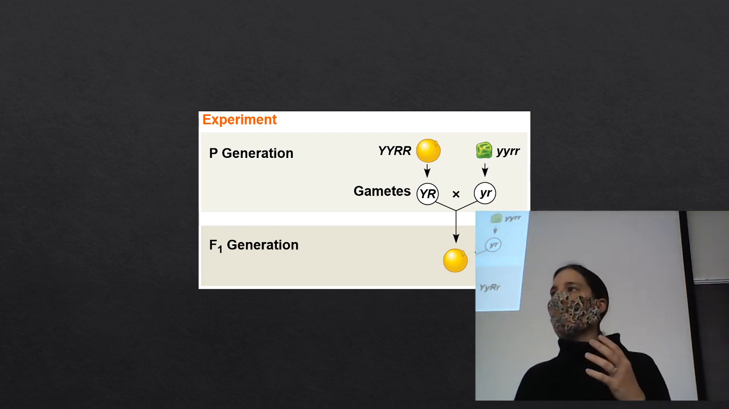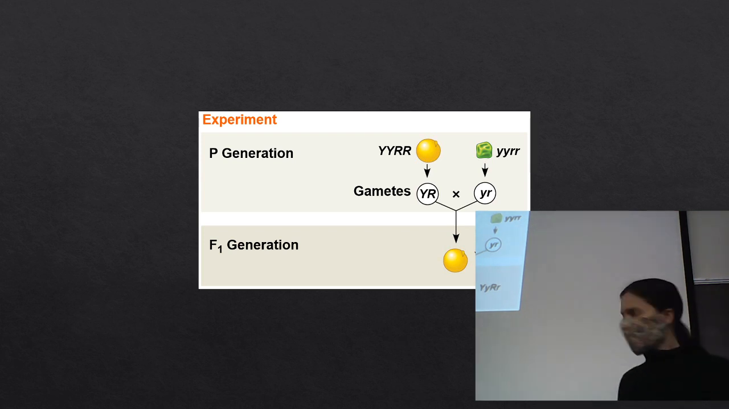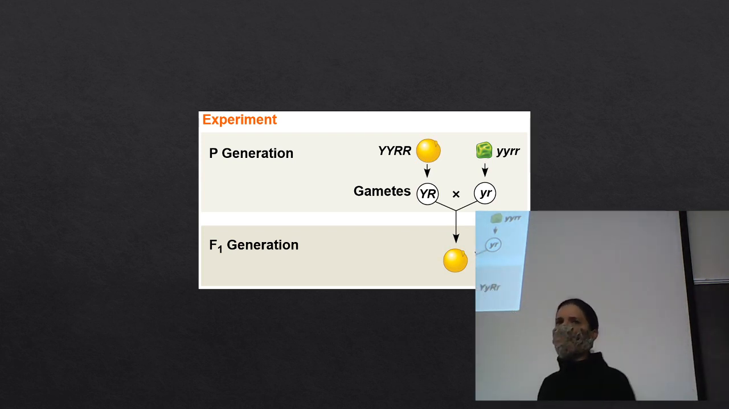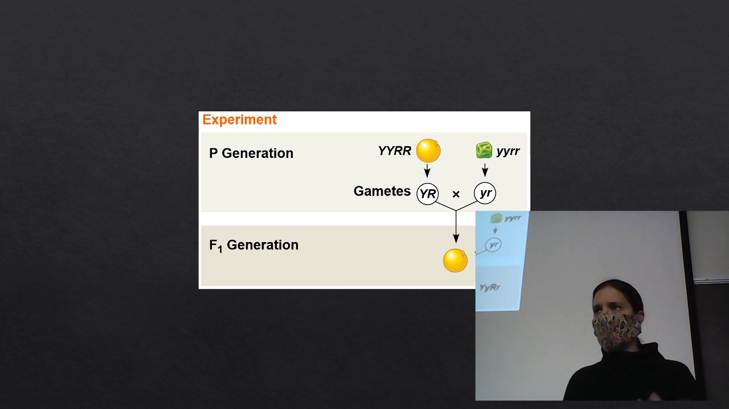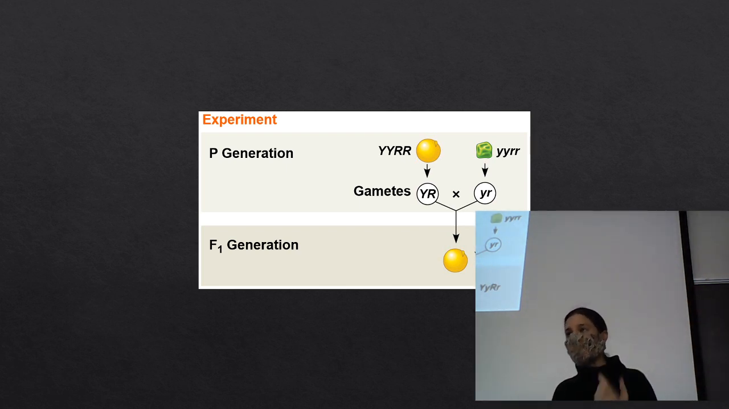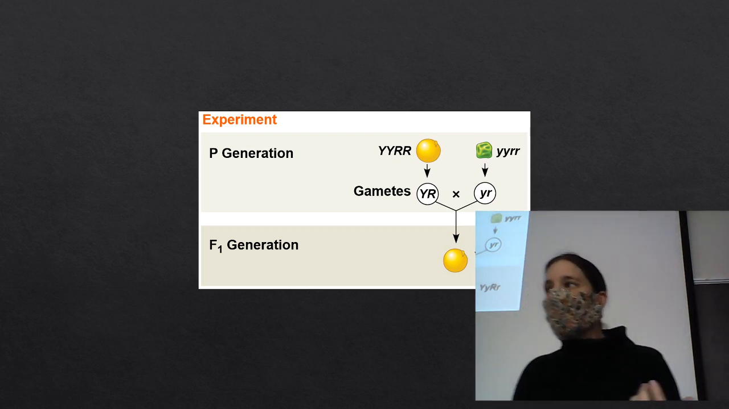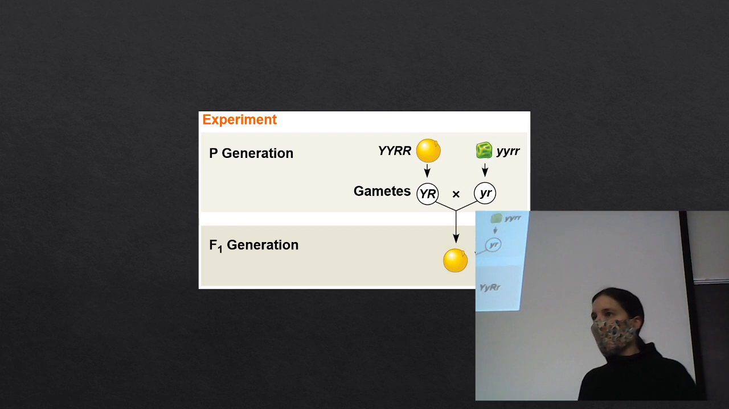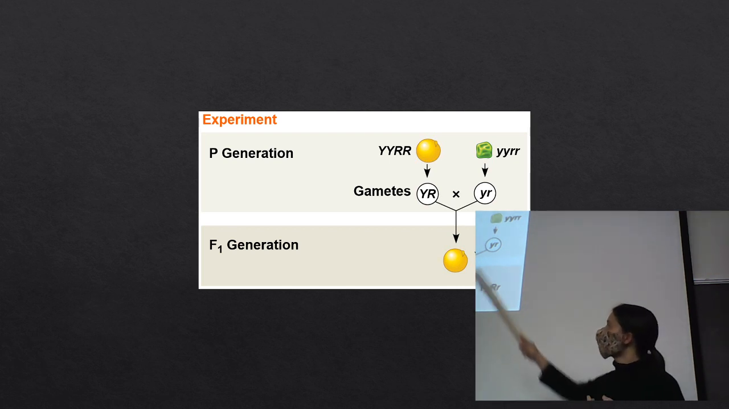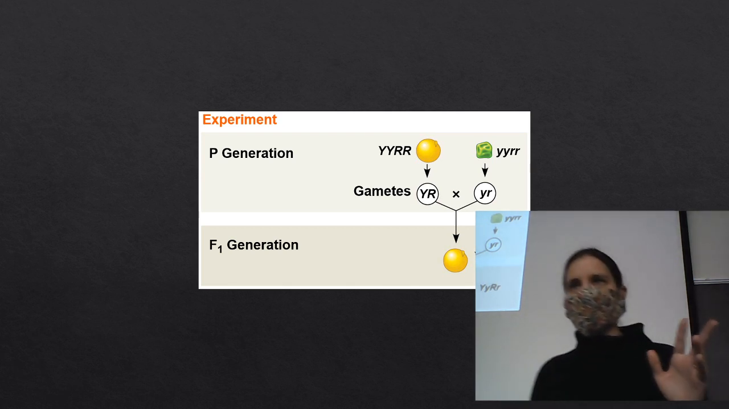Sorry, I should have mentioned this. Are we all okay that capital letters represent the dominant allele? Capital letters represent dominant. Lowercase letters are going to represent recessive. And just for convention, you're going to write the dominant one first and the recessive one next. Is everyone okay with this, just for purposes?